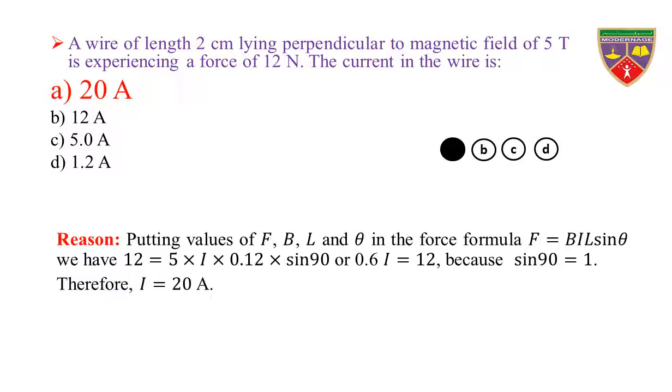Reason: putting values of force F, magnetic induction B, the length L, and theta in the force formula, F is equal to BIL sine theta. We have 12 is equal to 5 into I into 0.12 into sine 90, or 0.6 I is equal to 12 because sine 90 is equal to 1. Therefore, I is equal to 20 ampere. Hence, the current in the wire is 20 ampere.